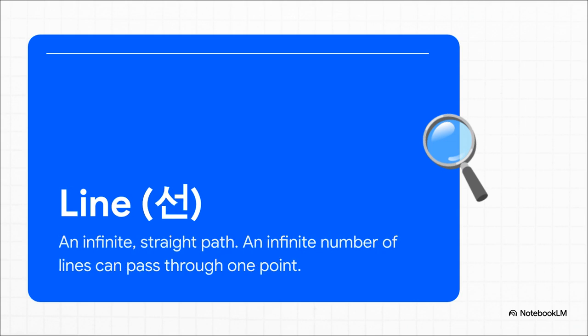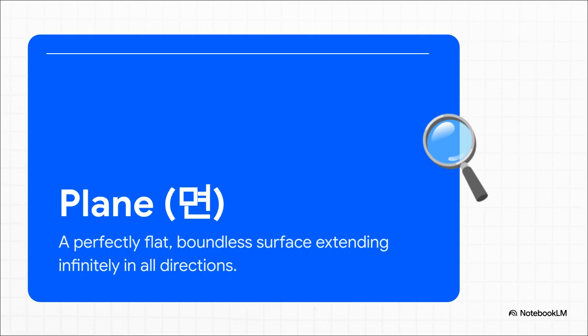Okay, so what happens if you take that one little point and just stretch it? Bam! You get a line. It's a perfectly straight path that has no beginning and no end. It just keeps going and going and going forever in both directions. And to round out our big three, we have the plane. This is basically our canvas. Imagine a perfectly flat sheet of paper that just never, ever ends. It extends infinitely in every direction. This is the world where our points and lines get to live and interact.